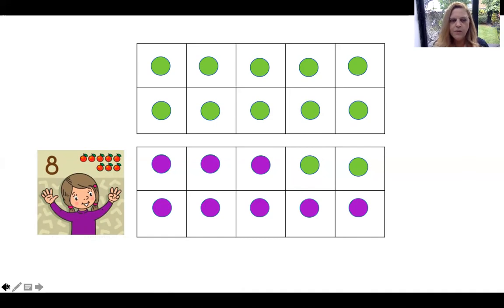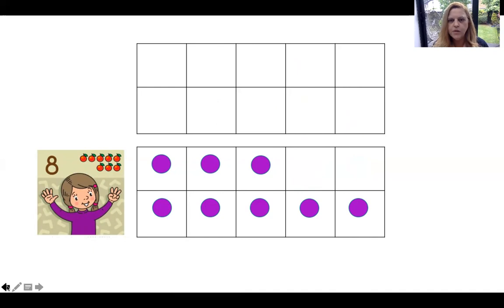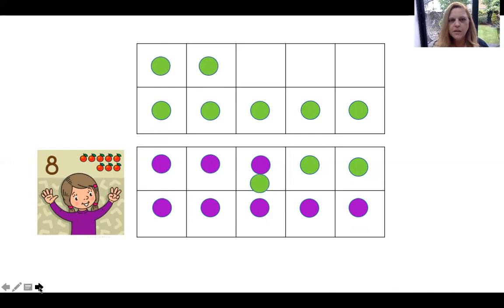But if we go back and we count the green dots, let's see how many green dots we've got. We've got 8 purple dots and 1, 2, 3, 4, 5, 6, 7, 8, 9, 10, 11, 12. So 8 and 12 makes 20. Let's see if we can write that.